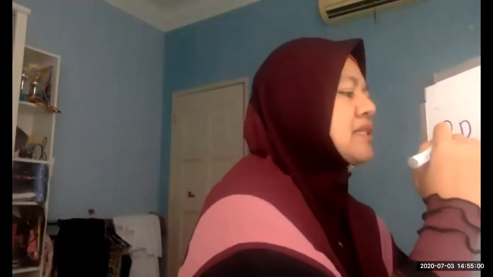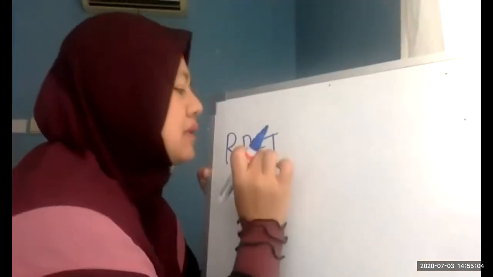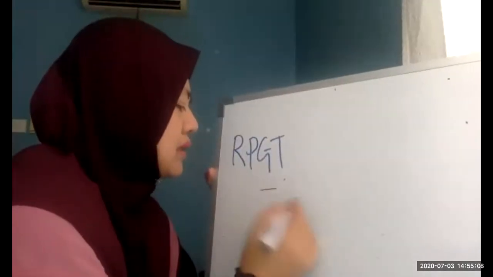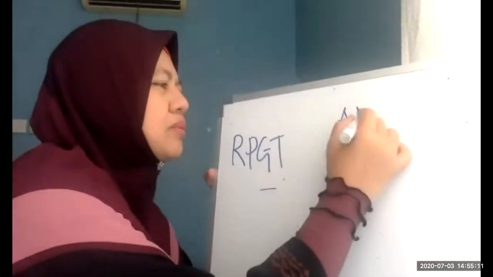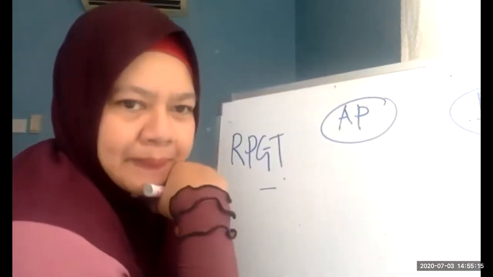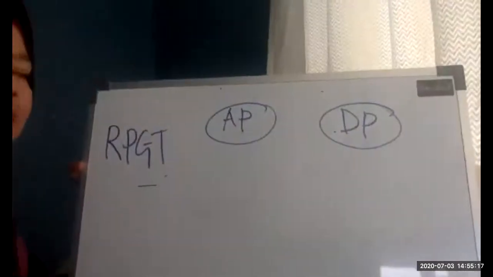RPGT. Okay, RPGT. RPGT could be very straightforward or it could be very challenging. Yeah, but of course, there are many scenarios. It could be a normal one. Whatever it is, you must know what your AP is and what your disposal price is. Right, at the end of the day, it's AP and DP.